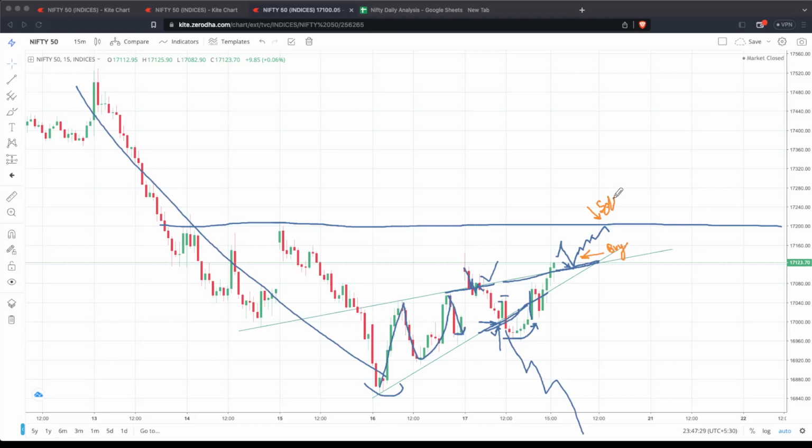However, note that the price is bouncing up after taking good support. So this may or may not hold the resistance. So the sell signal should be followed with a trailing stop loss or a strict stop loss of 17,200, because above this stop loss range, there isn't much resistance for Nifty. This range doesn't offer a resistance. Price can quickly go and test this level, that is 17,378. So if you are selling here, this level is a strict stop loss.